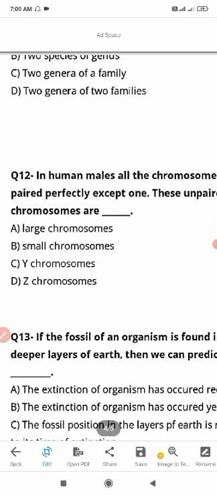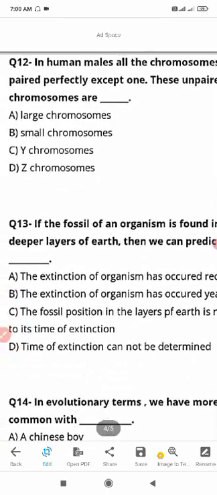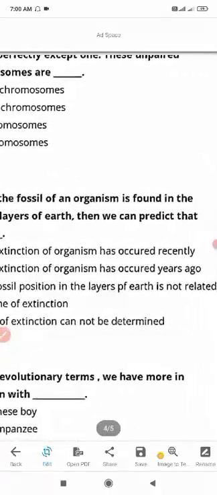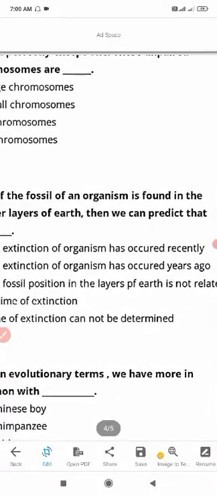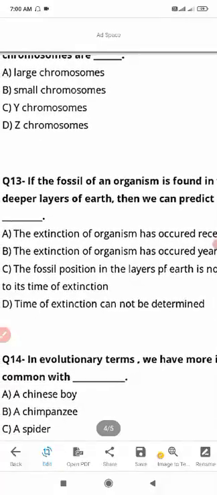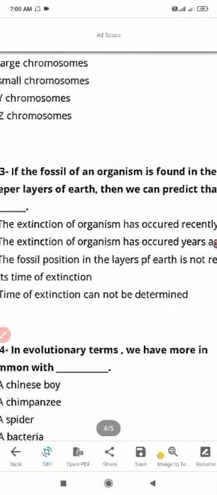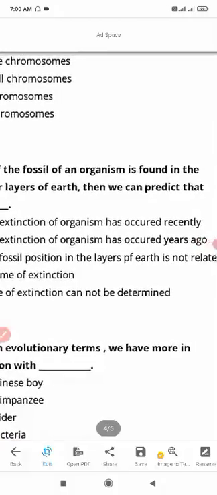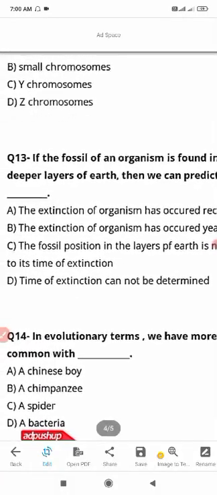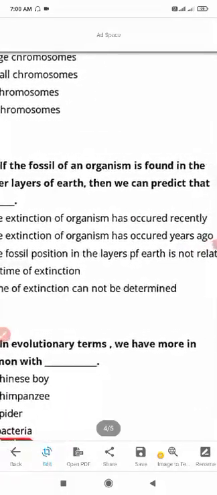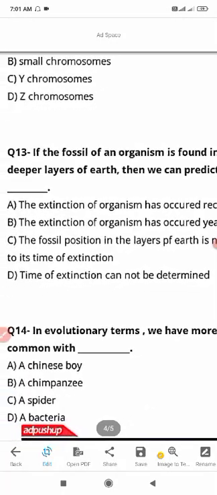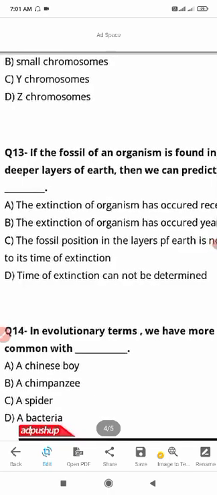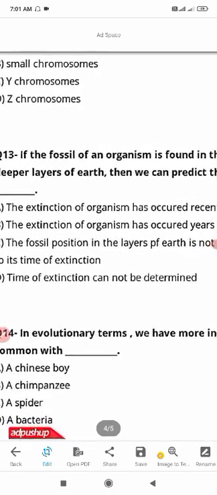These unpaired chromosomes are Y chromosomes. Okay, the fossil of an organism is found in the deeper layer of the earth, then we can predict that the extinction of the organism has occurred recently. No, the extinction of the organism has occurred years ago. The fossil position in the layer of the earth is not related to its time. No, the time of extinction cannot be determined.